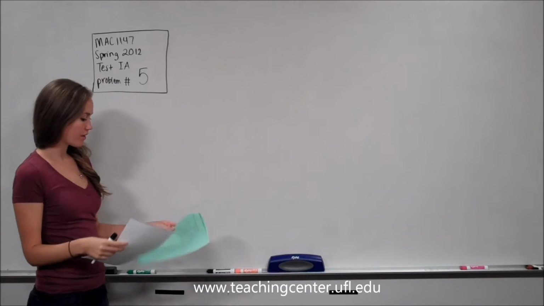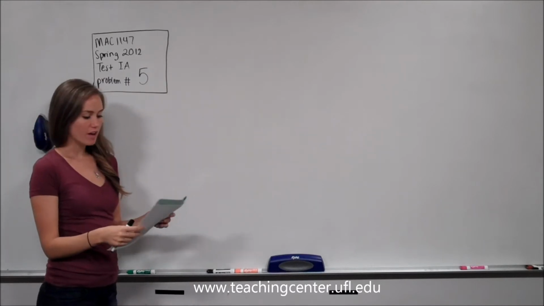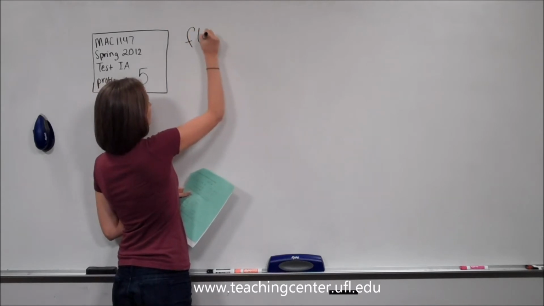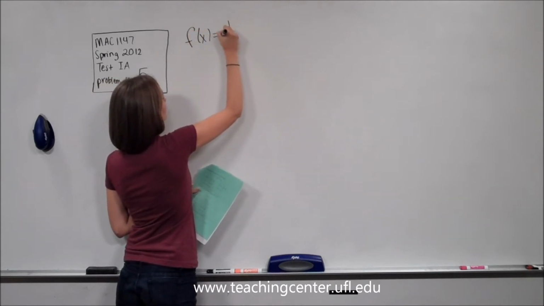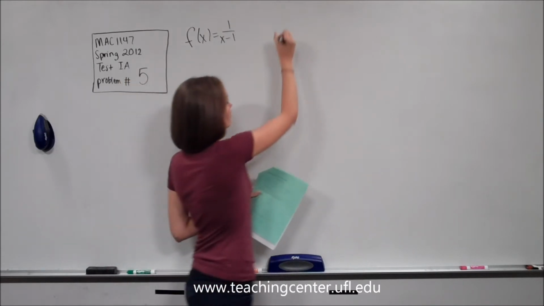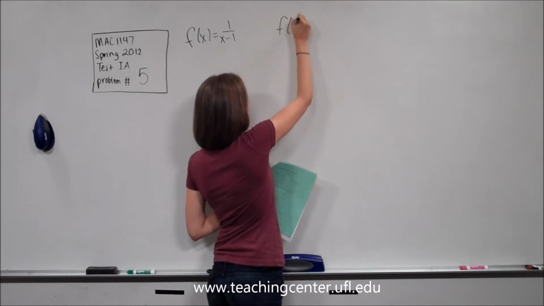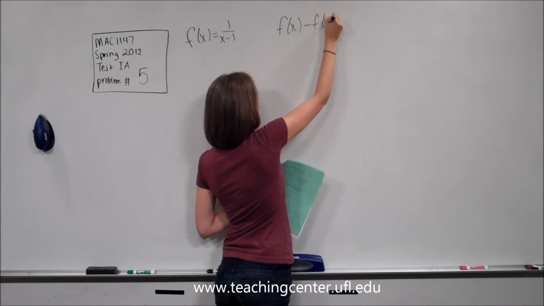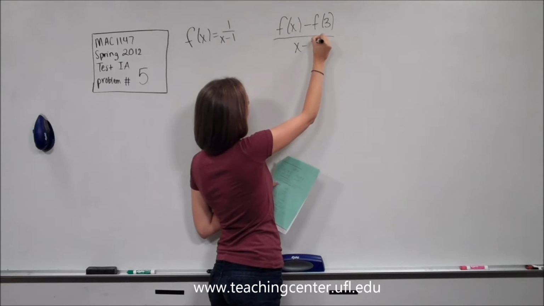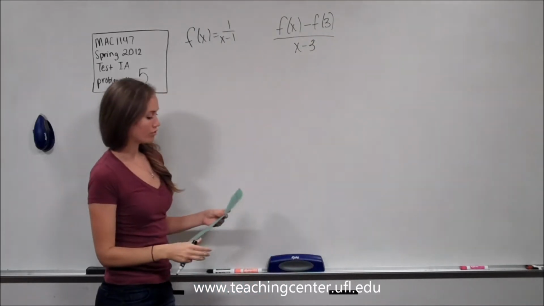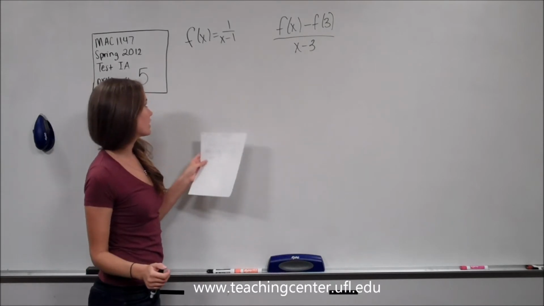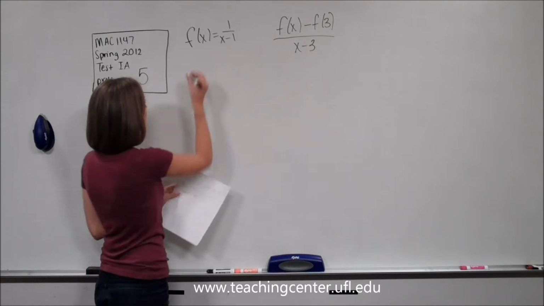Okay, so number 5 asks us, if f of x is equal to 1 over x minus 1, simplify the quotient f of x minus f of 3, all over x minus 3. First of all, we can solve for f of 3, so it'll be easier when we plug everything in.